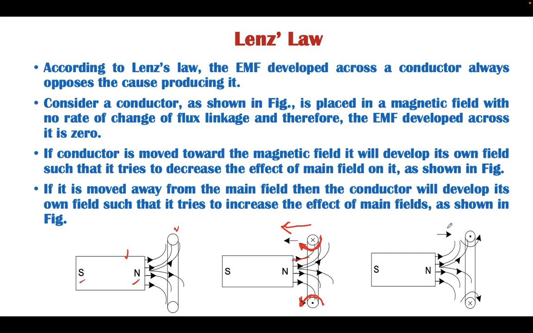Similarly, when we move this conductor away from this magnetic field, it means the magnetic lines of force are going to be reduced. According to Lenz's law, it always opposes the cause producing it, and hence it will try to increase these values. Increment here means if magnetic lines of force are passing in this direction, the magnetic field developed by this conductor will also be in the same direction, and hence both will be additive, and it is trying to increase the magnetic lines of force.